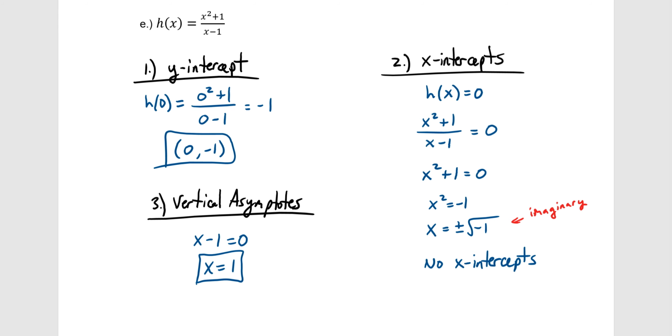For the x-intercepts, setting the simplified numerator equal to 0, we actually end up getting plus or minus the square root of -1 when we solve that for x. So the square root of a negative implies imaginary numbers, which means there's no x-intercepts here. And then for vertical asymptotes, we set the denominator x minus 1 equal to 0, and we get x equals 1. Okay, next for the holes, horizontal asymptotes, and slant asymptotes.